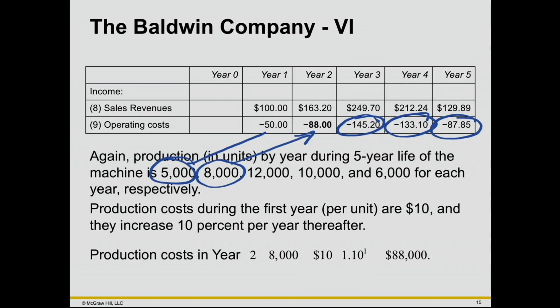Year 2, this down here, 8,000 times 10 times 1.1 raised to the 1 is how we get the 88,000. And so if I wanted to do that for year 3, that'd be 12,000 and still 10, and 1.10 raised to the second power. That would give us the $145,020. Okay.